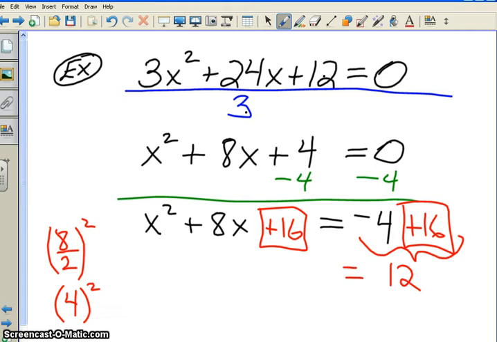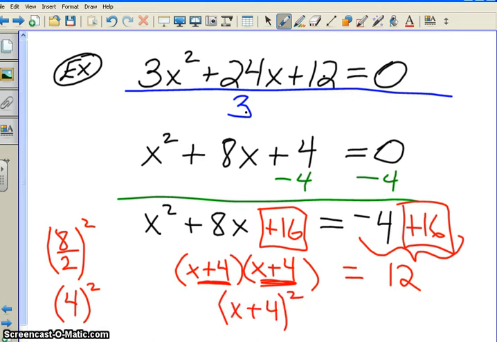And on the left, here's that trinomial that we can factor into x and x. 4 times 4 will make 16, and 4 plus 4 will make 8. And there's those identical parentheses that should always happen when we're completing the square. So x plus 4 times x plus 4, I will rewrite as x plus 4 squared is equal to 12.